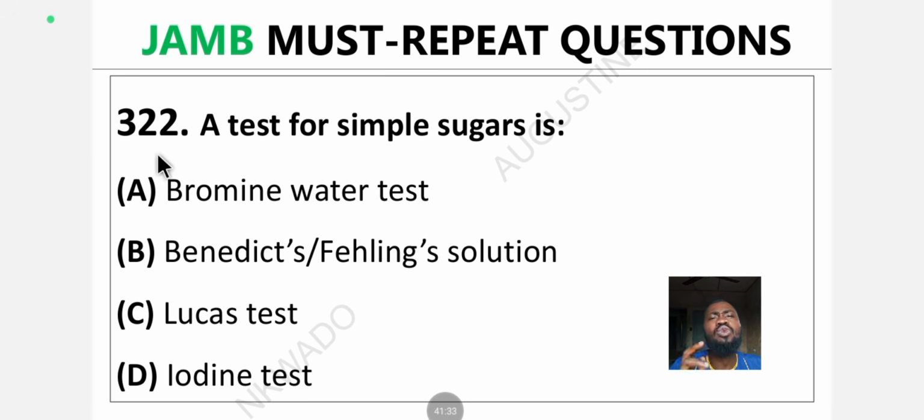Question 322. A test for simple sugar is what? A. Bromine water test. B. Benedict's/Fehling's solution. C. Lucas test. D. Iodine test. What's the answer? This is very easy now. Please give me the answer in the comment section. Let me know how prepared you are.